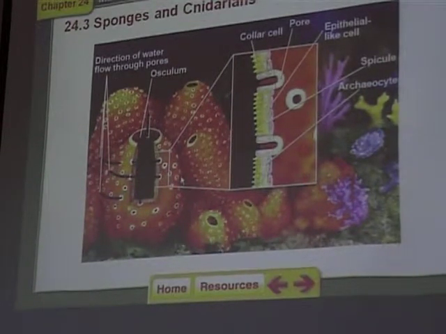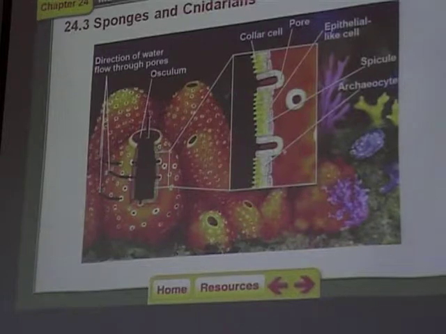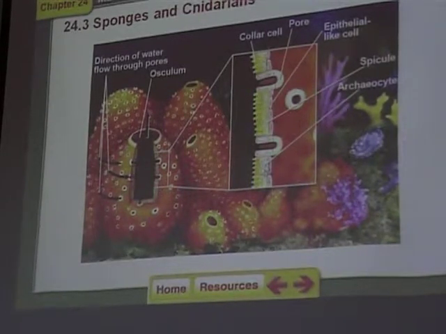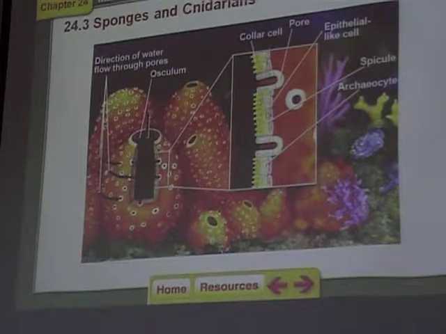Yes? Which one's the pizza? The pizza delivery guy is the archaeocyte. It's a little amoeba-shaped cell, and it's in between the epithelial cells and the collar cells. And it crawls around and it gets food and it delivers it to every organism. The archaeocytes do another thing.